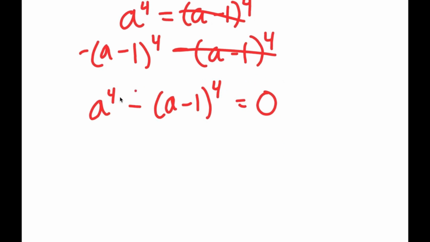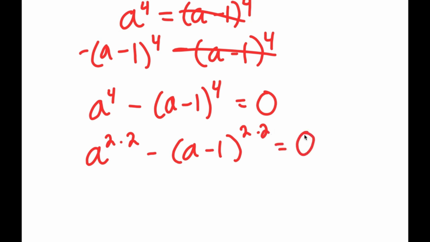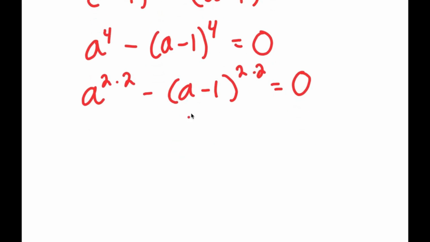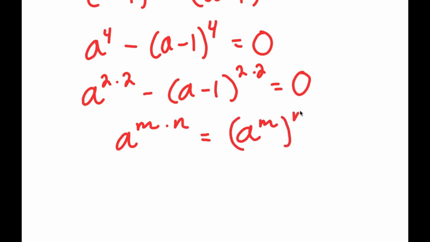Now, from here, I'm going to rewrite a to the power of 4 as a to the power of 2 times 2. And I'm going to rewrite (a minus 1) to the power of 4 as (a minus 1) to the power of 2 times 2. The reason I did this is because if I have something in the form a to the power of m times n, this is equal to a to the power of m, to the power of n.